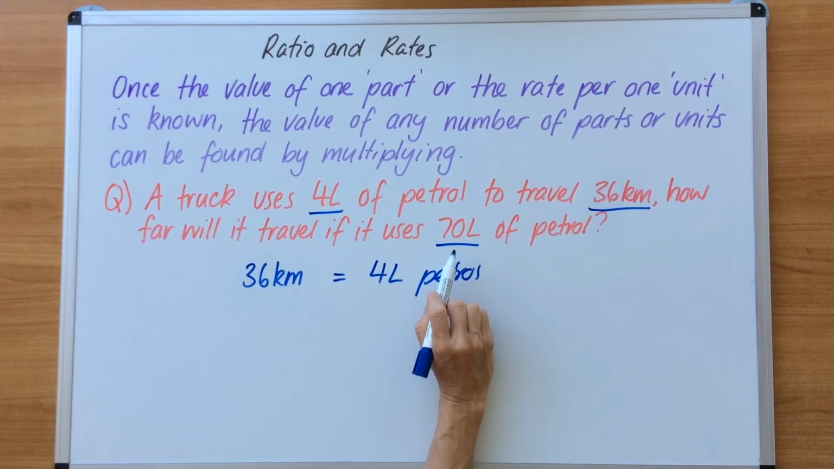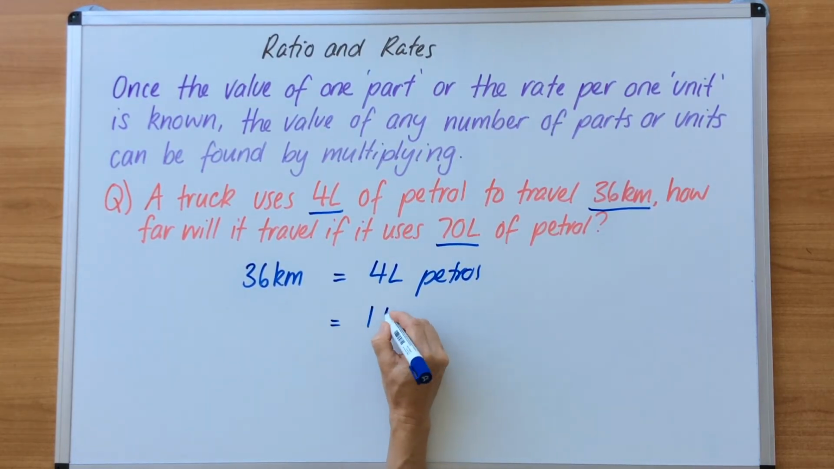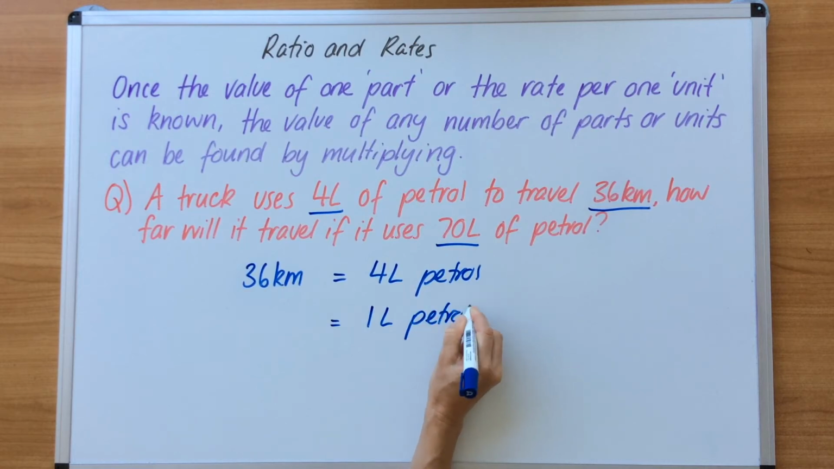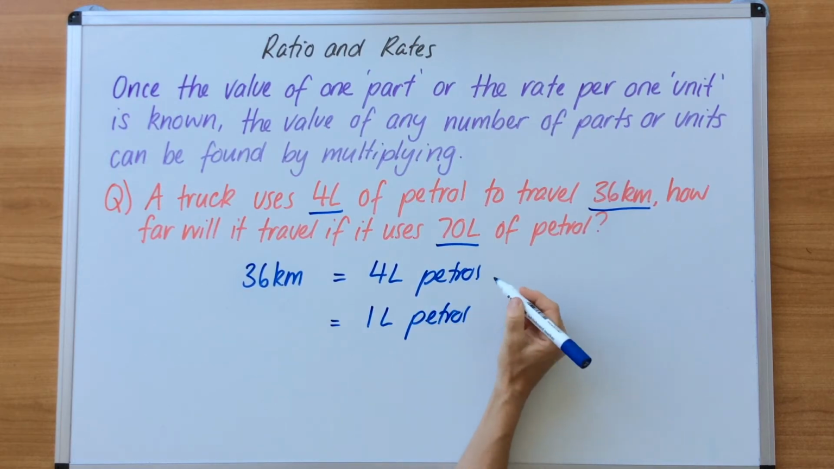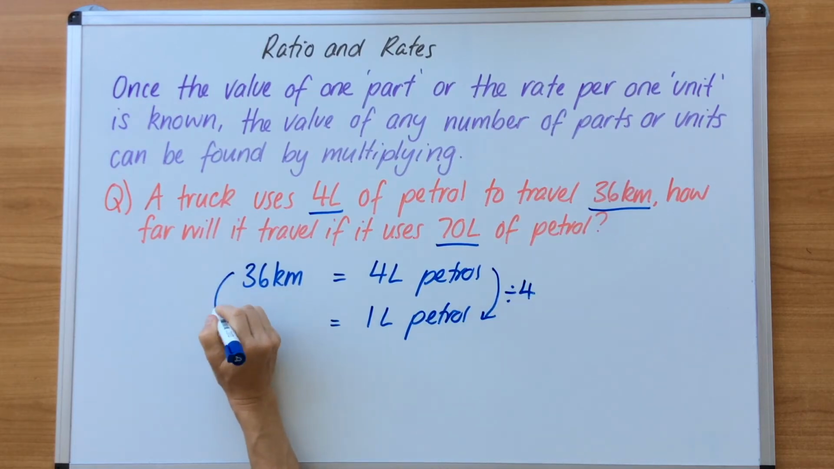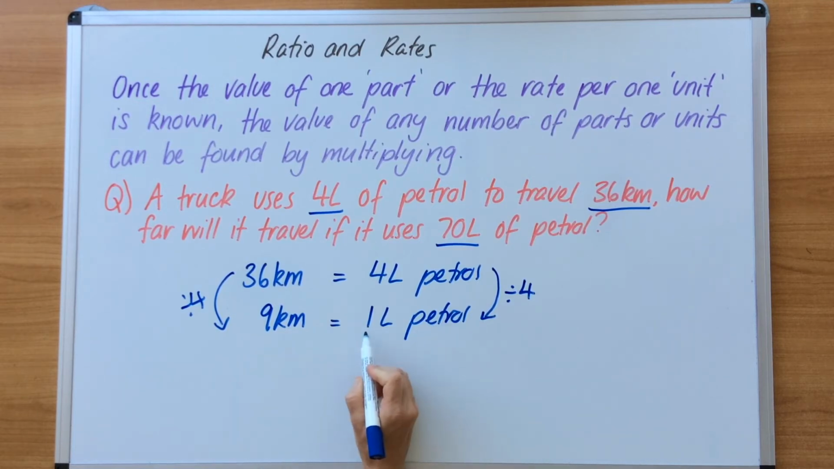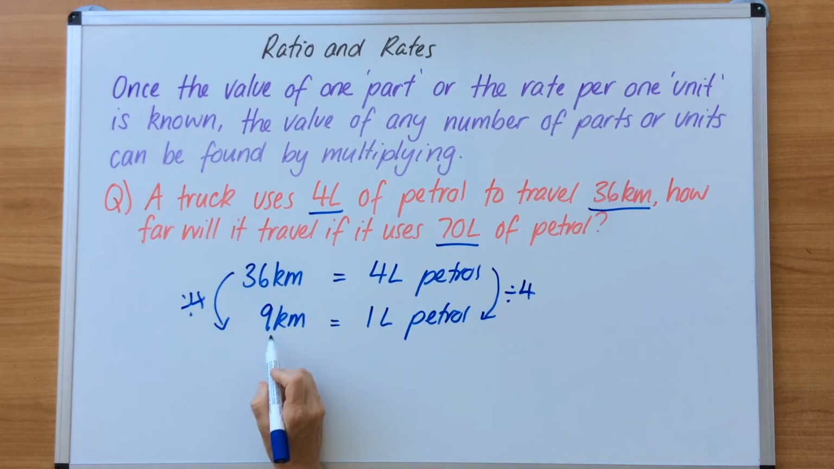That's my end result. So first of all, I have to bring it down to 1 litre of petrol. I've got to get to the 1 unit. And to go from 4 litres to 1 litre, I must divide by 4. So I have to do this over here as well. I take 36 kilometres, divide it by 4, and I get 9 kilometres. So now I know the 1 unit, the 1 litre of petrol, is 9 kilometres.